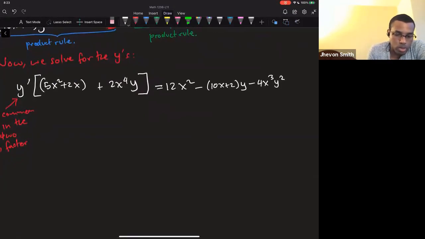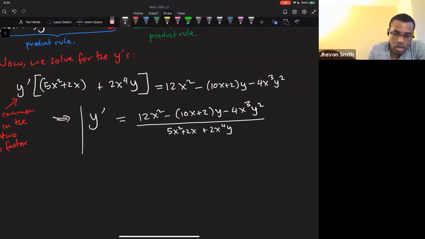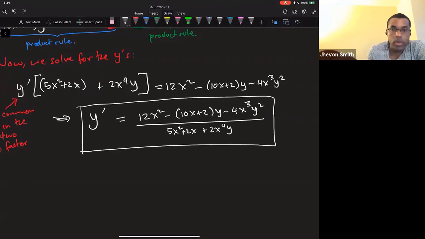So this would mean that our y prime is 12x squared minus 10x plus 2y minus 4x cubed y squared, all over 5x squared plus 2x plus 2x to the fourth y. And that's your y prime.